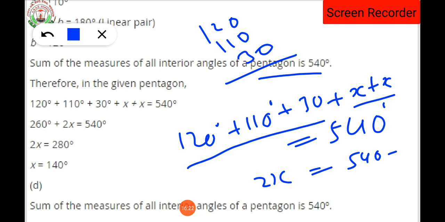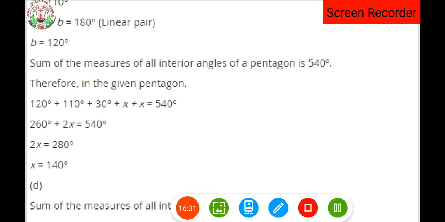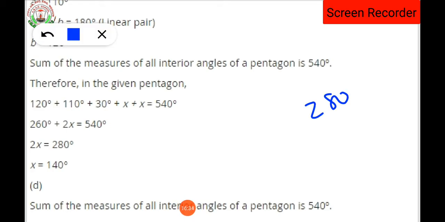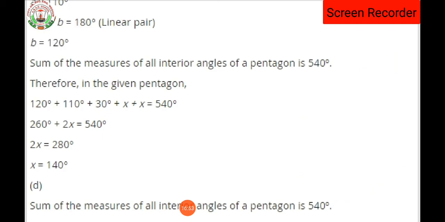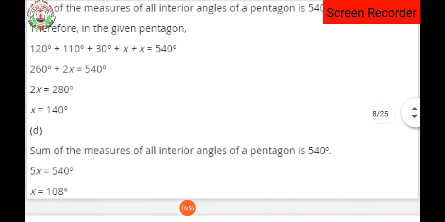So 120 plus 110 plus 30 is 260, which will be subtracted from 540. You will get the required answer as 280. That 280 is the angle which will be divided by 2 to get the value of x. So x is equal to 140. Understood? So if one of the angles is 140, obviously the other angle x will also be equal to 140, because we have two unknown angles in this figure.